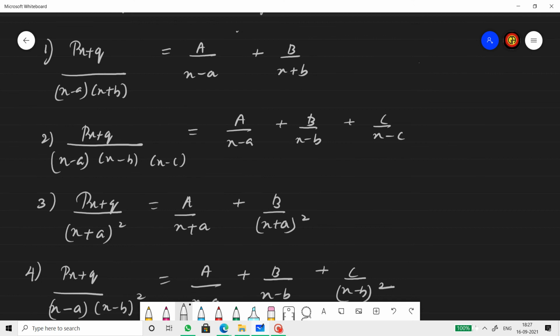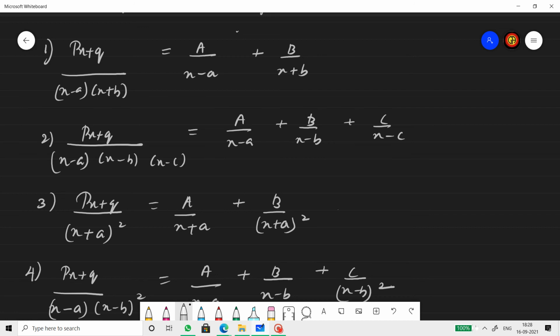Now, the first type is when you have (px plus q) by (x minus a) into (x plus b). Don't give any importance to minus a and plus b. It can be in any form. So it can be like 2x plus 1 into x plus 3. It can be x minus 1 into x plus 9. So it can be in any form, but it should be two separate factors. So we split it like this. This is just splitting, okay? If you have three different factors, we split it like this. And later we have to find the values of a, b and c. So that's a different story completely.